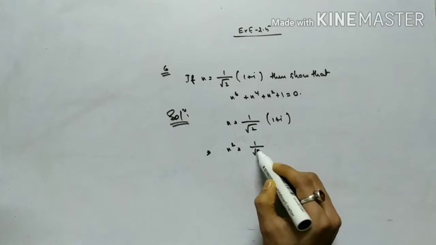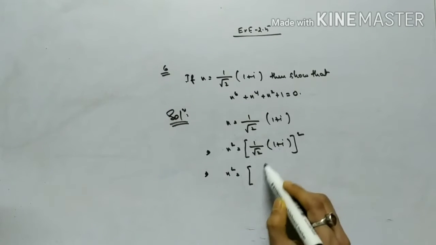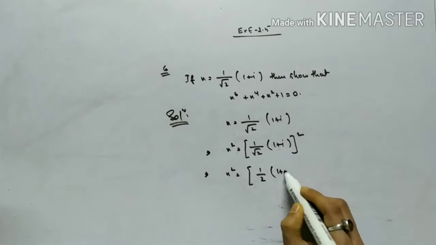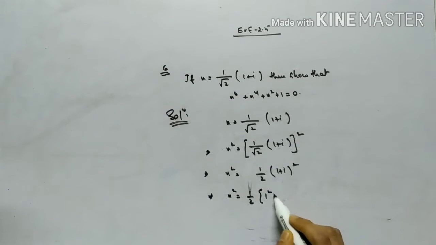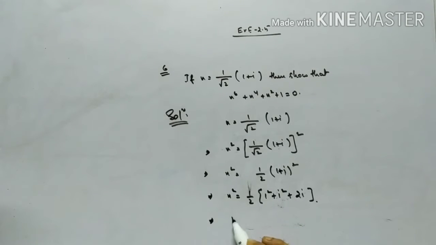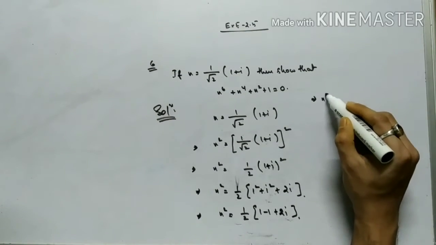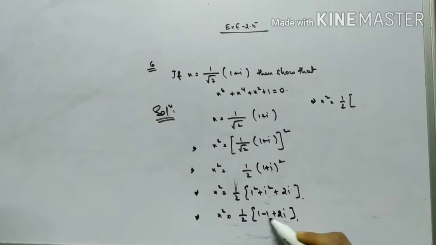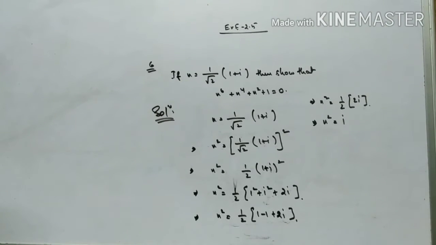x square is 1 by root 2 into 1 plus i the whole square, x square is 1 by 2 into 1 plus i the whole square, x square is 1 by 2 into 1 square plus i square plus 2i, and i square is minus 1, so 1 by 2 into 1 minus 1 plus 2i. So therefore I will get x square is 1 by 2, this 0 becomes 2i. So ultimately x square is equals to i.